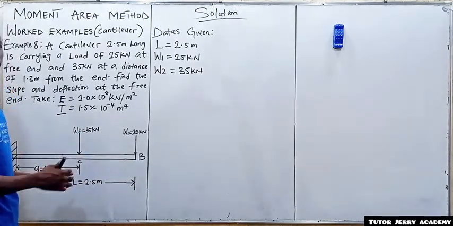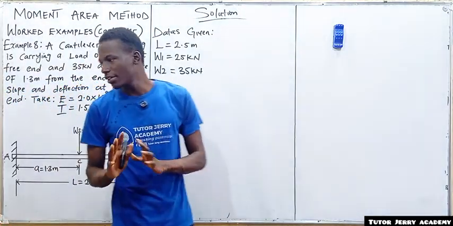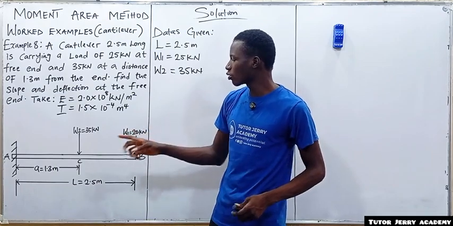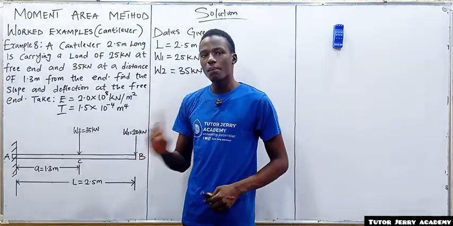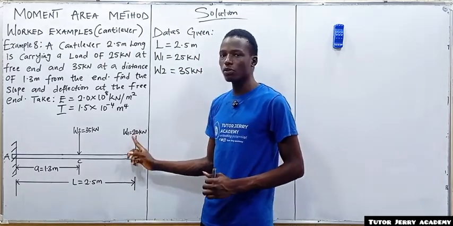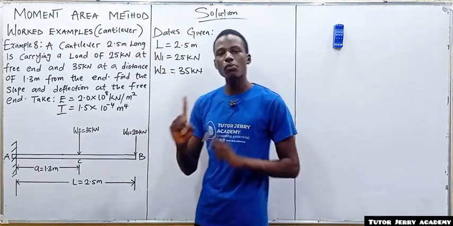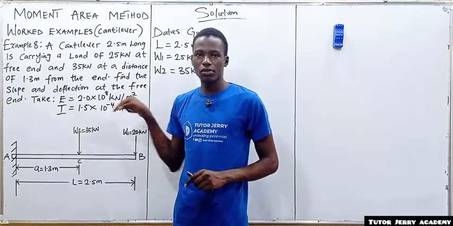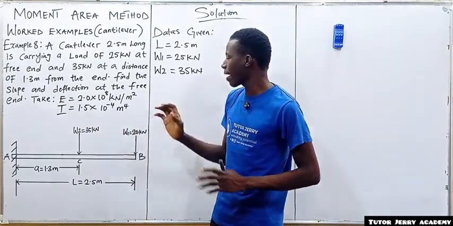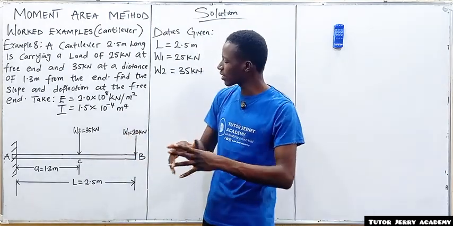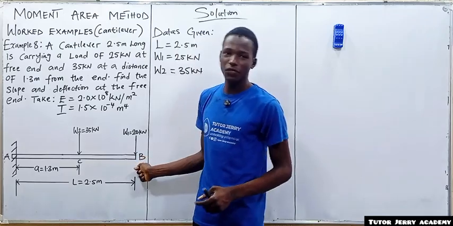Now for this beam, the maximum slope at the free end will be the maximum slope due to W2 plus the maximum slope due to W1. In essence, we are trying to get the maximum slope that W2 has caused on this beam plus the maximum slope that W1 has caused on this beam. When we sum them together, we get the maximum slope at the free end B.